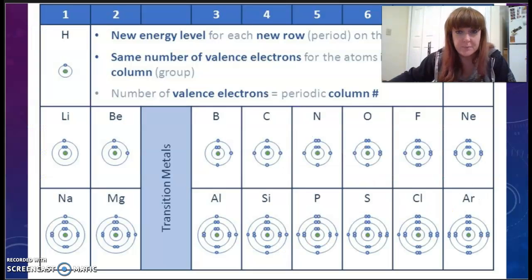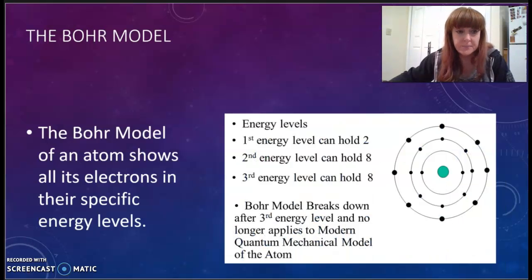So if we go back to our periodic table on the last slide, then we must have something in row 3, period 3, all the way on the right. So we would have the Bohr model there for argon.